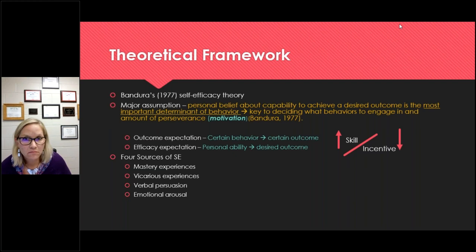It's important to note in this theory that skill and incentive are not necessarily equal. I may have great confidence that I can do something, but not have the skill to actually achieve that. And vice versa, I might have the skills to do something and then no incentive to engage in that behavior. So they are not necessarily always equal. There has to be a balance between skill and incentive, obviously, in order to be successful.